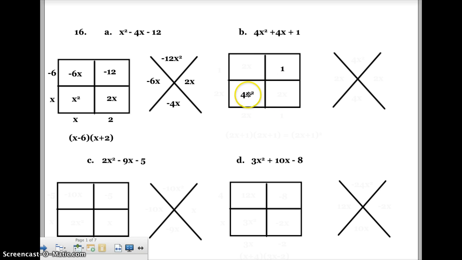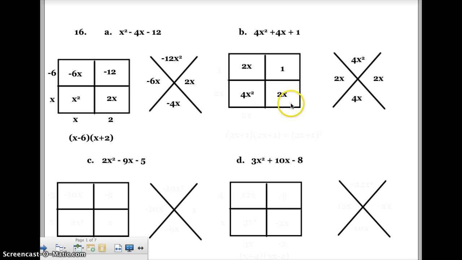Well, the product of these two boxes is 4x squared times 1, which is just 4x squared. So the product has to be 4x squared, and the sum has to be the middle term, which is 4x. Well, 2x plus 2x is equal to 4x, and if I multiply 2x times 2x, I actually get 4x squared. So that's what I'm going to put into these two boxes after I finish my generic or my diamond problem.